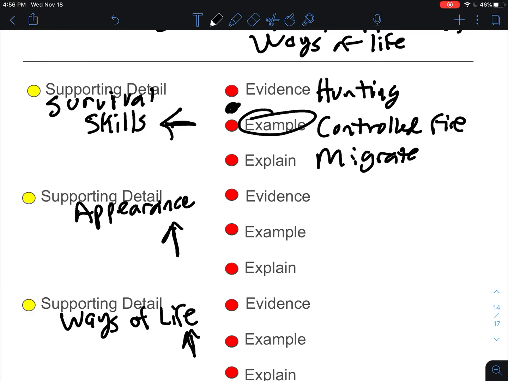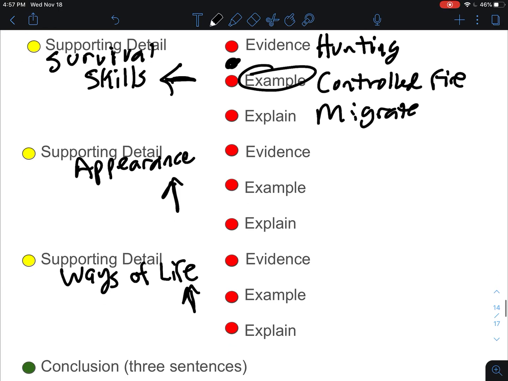If you say that another way they survived is by controlling fire, you want to explain how that helped them survive. Well, it could keep them warm. It helped them cook their food, all right? So you never want to just have one red by itself. I almost like to call it a big red and a little red. So every big red has to have a little buddy with it, which gives an example or explains the red, okay? And so we would keep on doing the same thing with appearance.